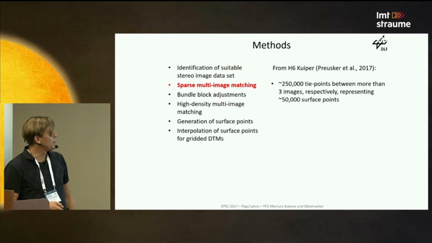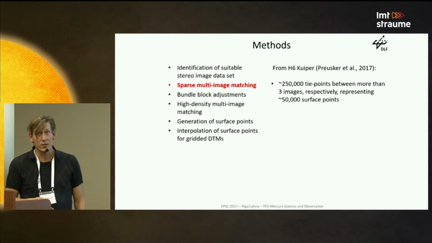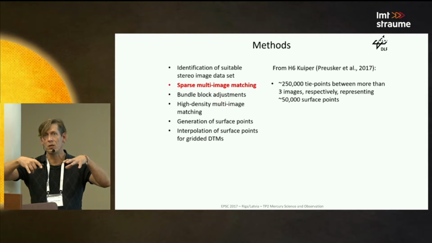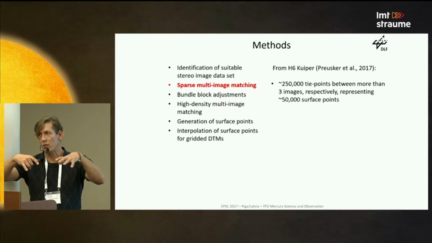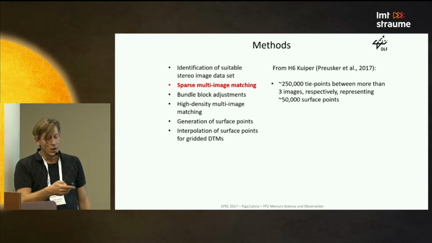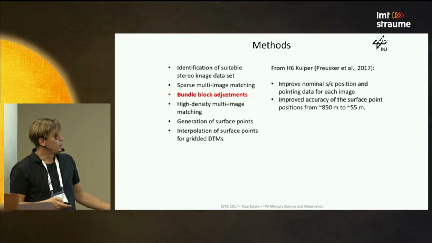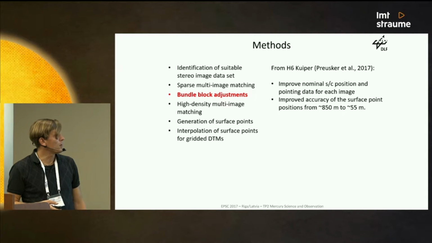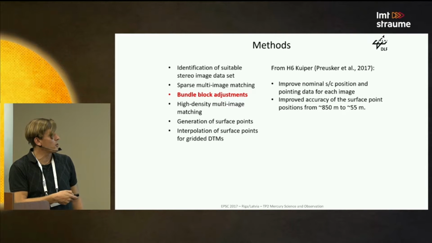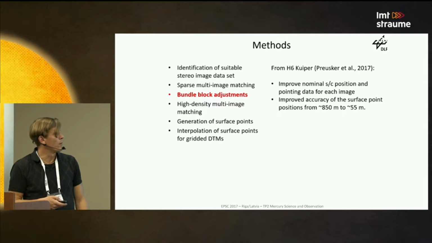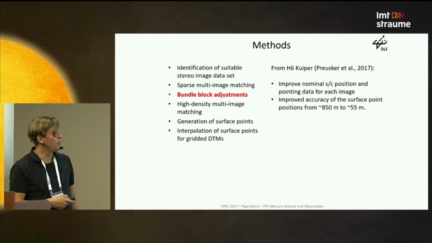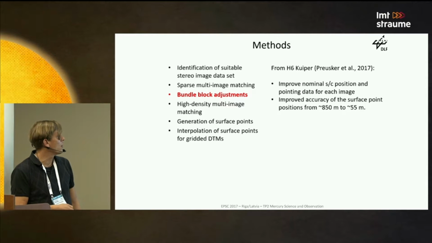Then we start with sparse image matching. This is needed for the bundle block adjustment. Every image is connected over points, and then we use these images and the control points or the tie points to reconstruct or improve the nominal position and pointing of the images. And here you can see that for H6 we could improve the surface point accuracy from 800 meters to 50 meters.